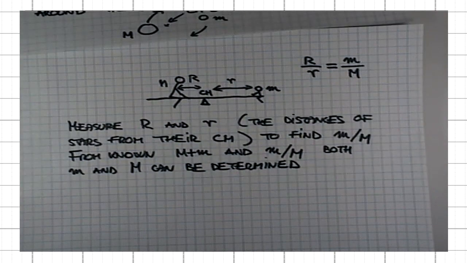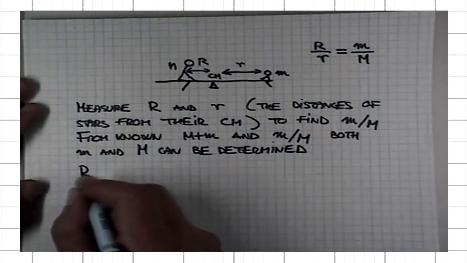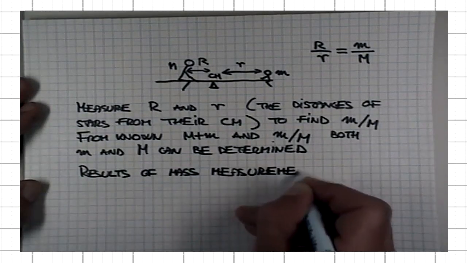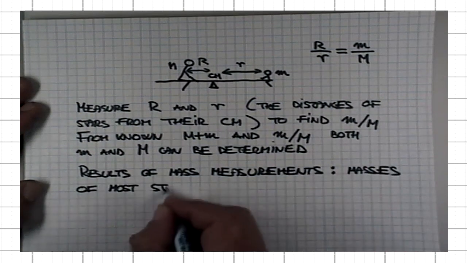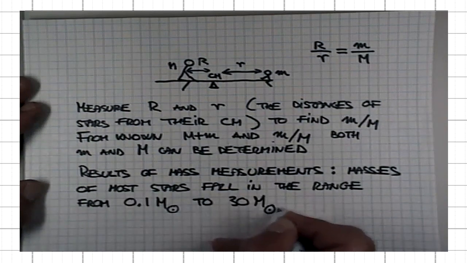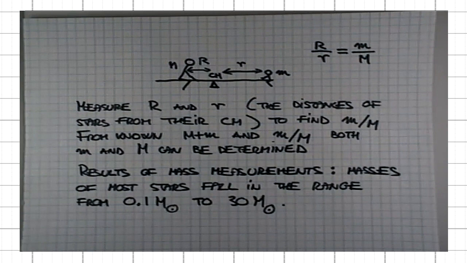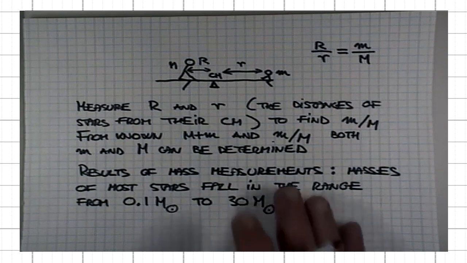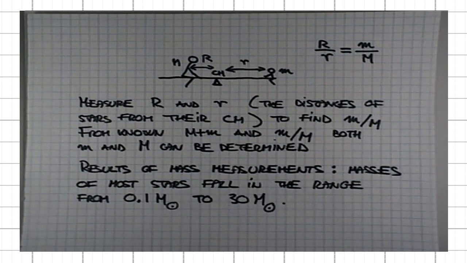And the result of such measurements tell us that basically the masses of all stars fall in a range from about 1/10 of the sun's mass up to about 30 solar masses. Of course, there are stars that are more massive than 30 solar masses, 50, 60, and so on, but they're not very common. And shortly, you'll find out why.